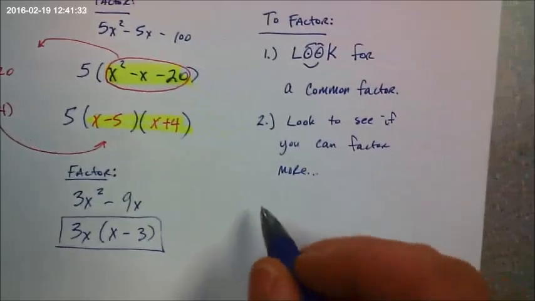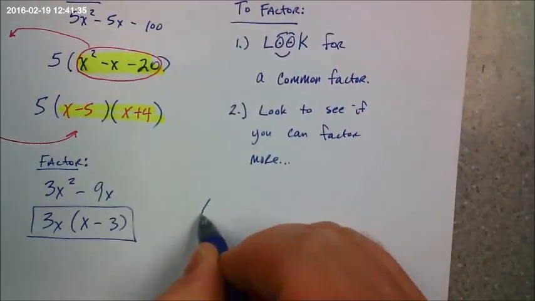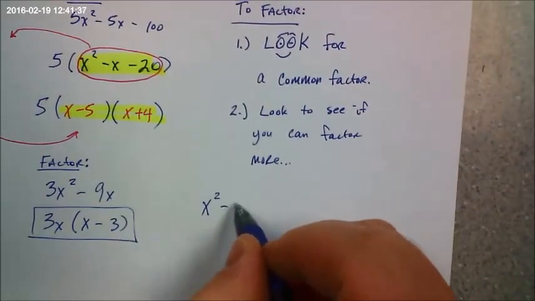All right. Last thing then. What about something like this? X squared minus 4.